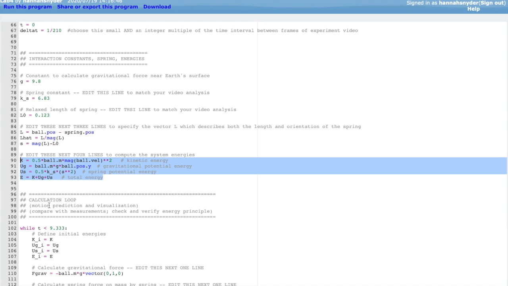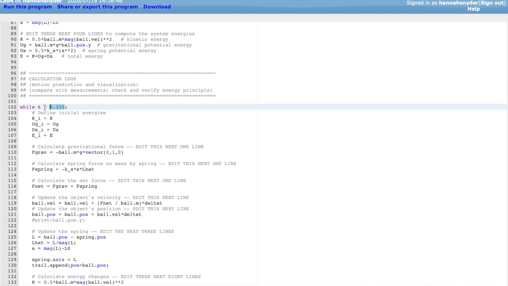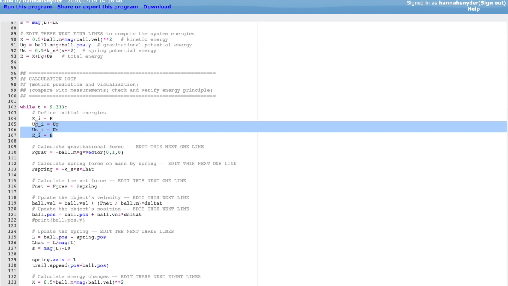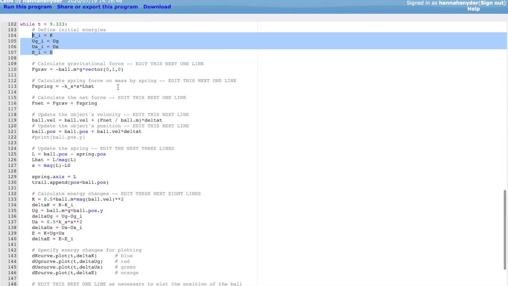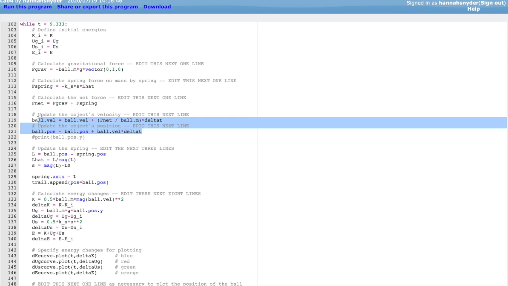Based off the equation shown earlier, the K, UG, US, and E were updated based off of the energy principle. The T was set equal to the time of the tracker video. The KI were all initial values for energy. The F grav is the force due to gravity. F spring is the force of the spring. The net force is equal to the force of gravity plus the F of the spring.